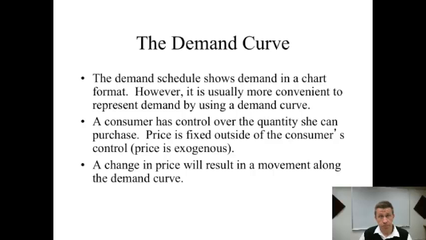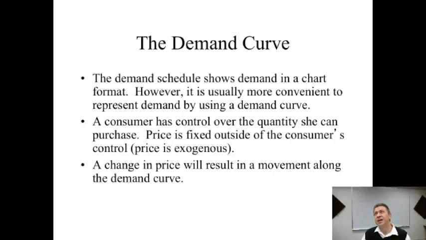Okay, the demand curve. Most of the time when we represent demand in this class, we'll be representing it through the demand curve. The demand curve is just the demand schedule, but we put it on a graph, instead of the chart or table format. So what do we assume when we're putting this graph together? We're assuming that the consumer has the choice over how many to buy, but that price is fixed outside of the consumer's control. This is an assumption that we'll make. Price is exogenous is the term for this.